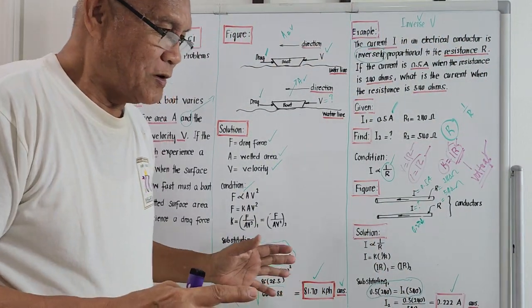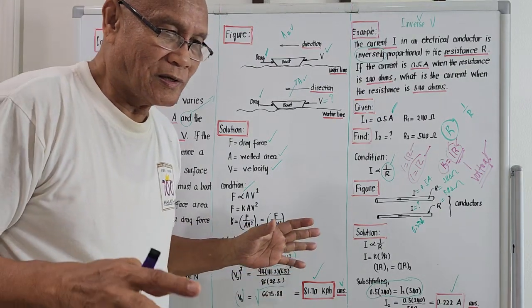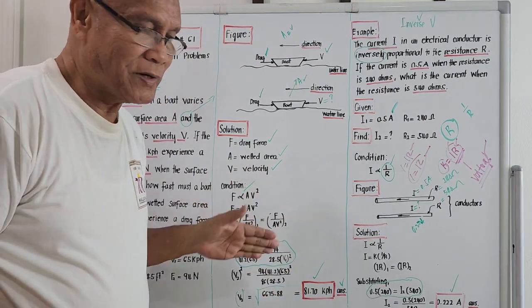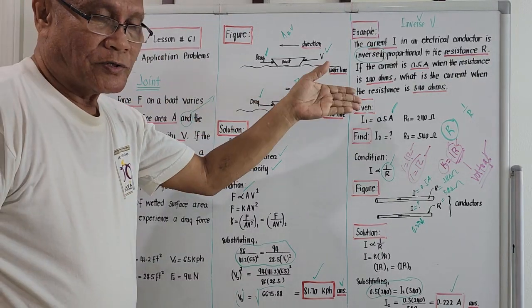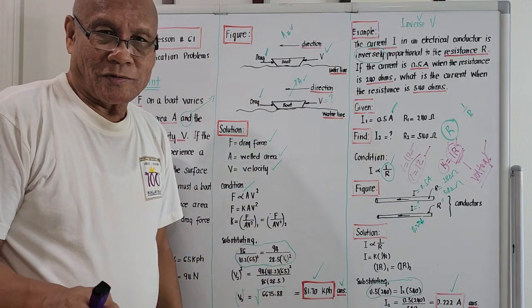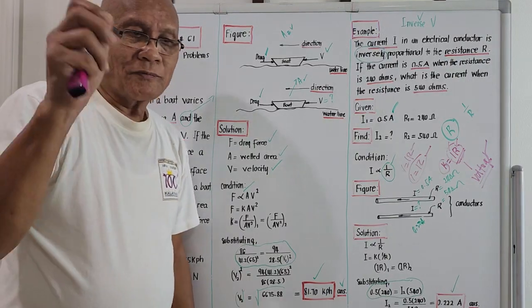Okay, that's it, guys. These are two example problems on the concepts of variation. First one is joint variation. Second one is inverse variation. Okay, this is Professor David J. Dos Reyes. Good evening from Los Angeles.